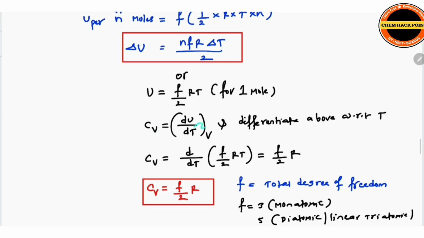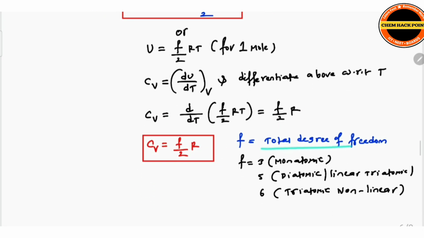And we know Cv is the change in internal energy at constant volume, dU by dT at constant volume. Differentiate the above with respect to T, what do you get? Cv value is F by 2 R. So Cv is F by 2 R, where F is the total degree of freedom. F is 3 for monoatomic, 5 for diatomic and linear triatomic, 6 for triatomic non-linear, for low temperature.